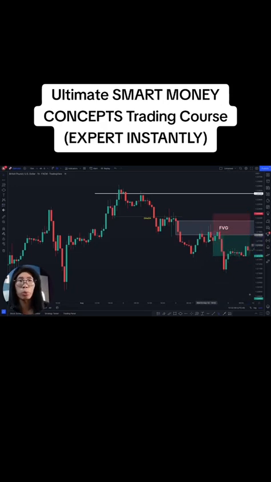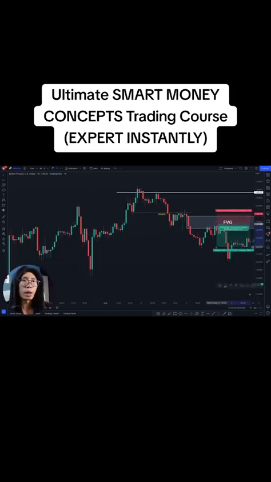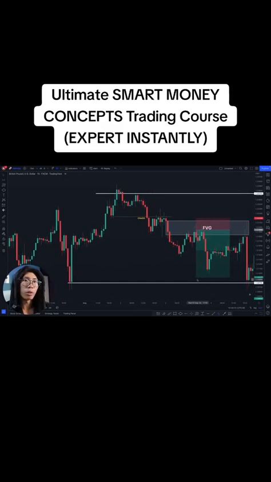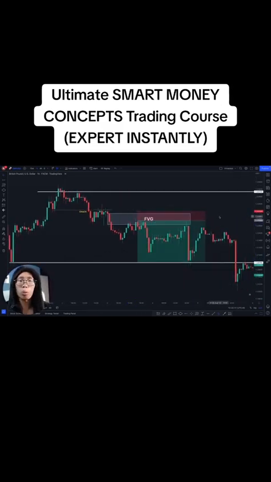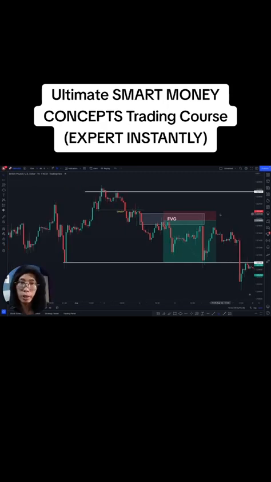When price came back up to retest this fair value gap, enter in the middle of this fair value gap, place your stop loss above this fair value gap, and take profit all the way down at the next key level. And I can see there's a support level right here. I'll place my take profit right there. And once again, this was a very beautiful trade. We ended up smashing our take profit on this trade. It's really as simple as that, guys.